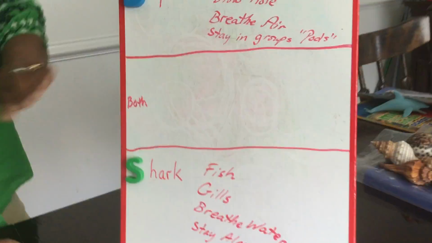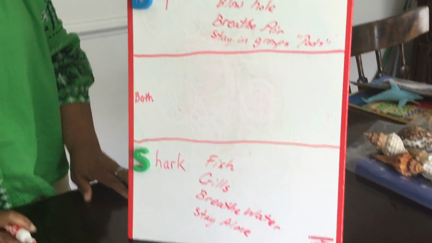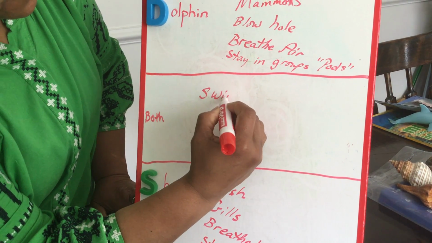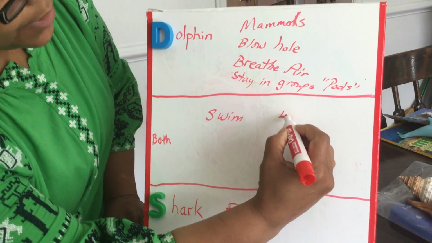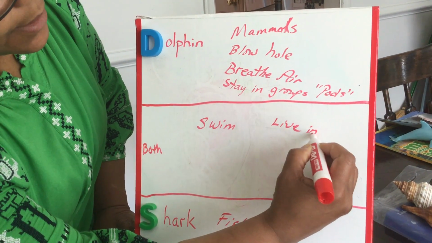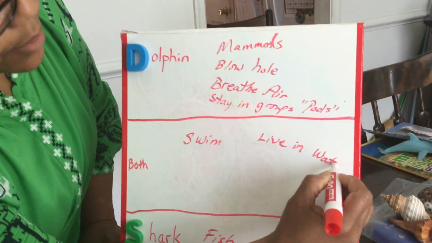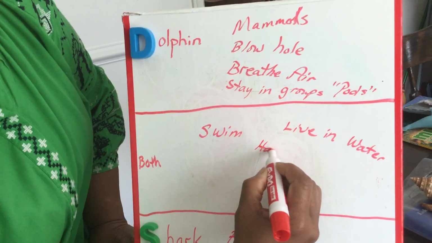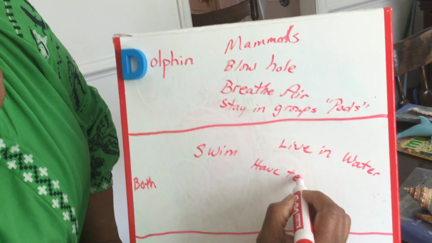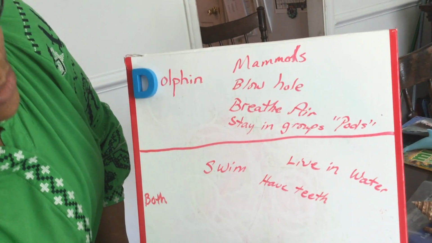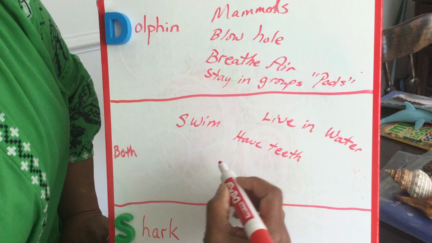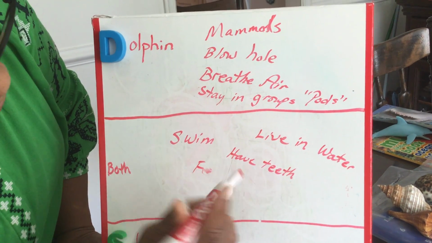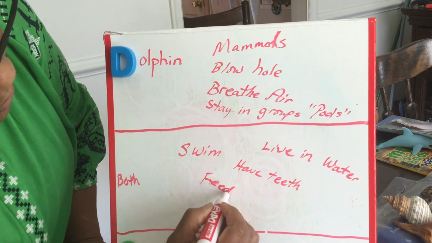All right, so let's get those things that make them alike. They both swim. They both live in water. They both have teeth, just arranged in different ways. They both eat, or feed on fish.